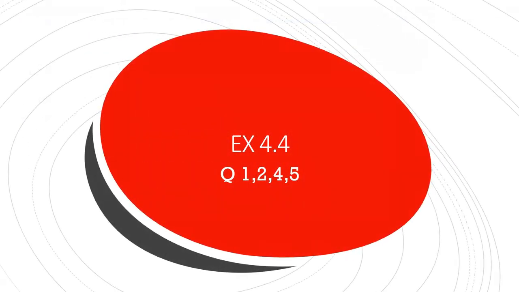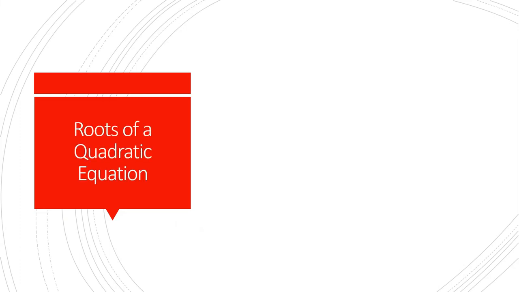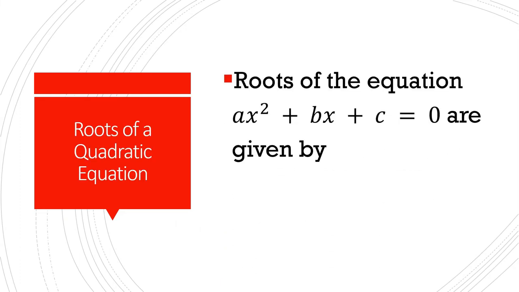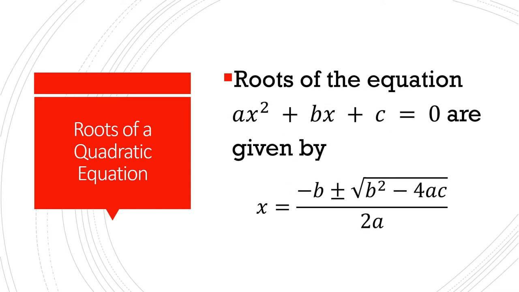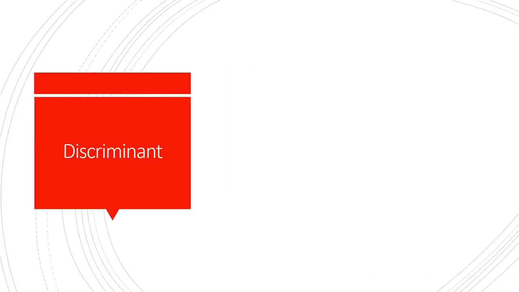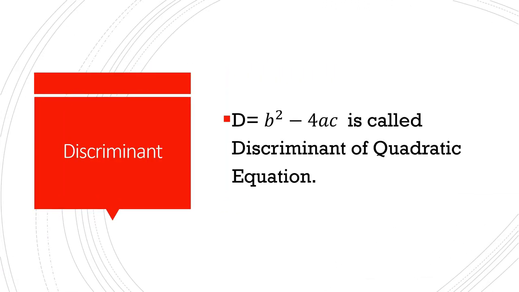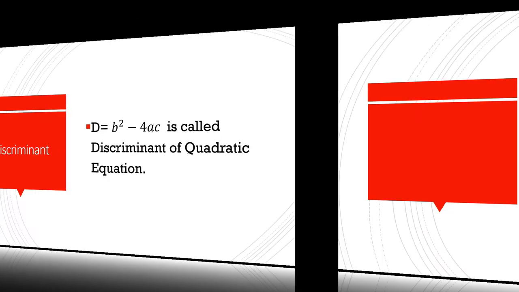We are going to start exercise 4.4. Now, what are the roots of a quadratic equation? The roots of a quadratic equation, which is of the standard form ax square plus bx plus c is equal to 0, are given by x is equal to minus b plus minus root b square minus 4ac upon 2a. This formula we have done in our previous lecture. Now, here b square minus 4ac is called the discriminant of the quadratic equation, and it plays a very important role in predicting the nature of the roots.